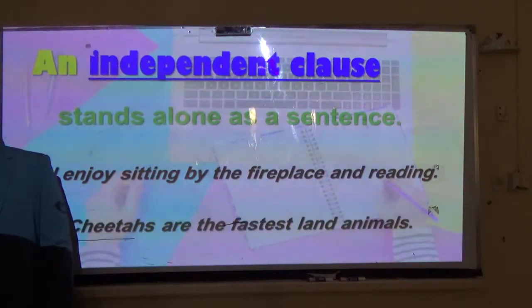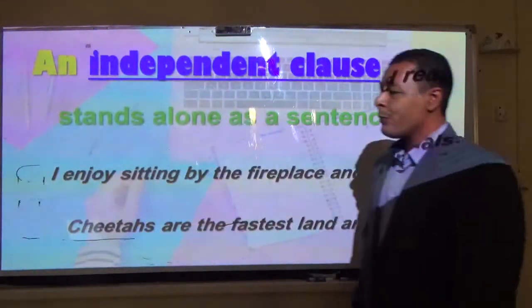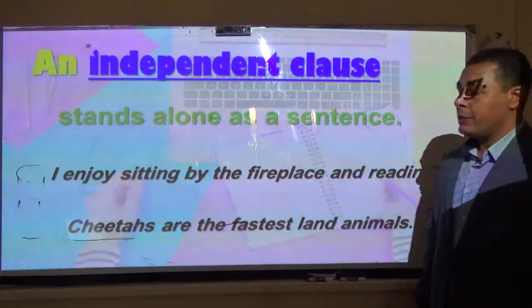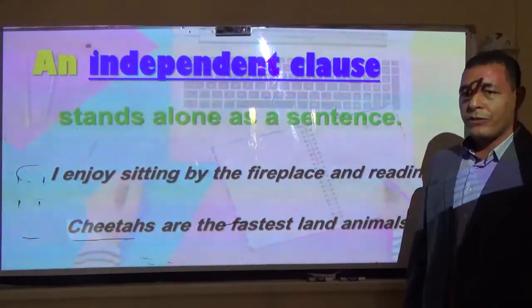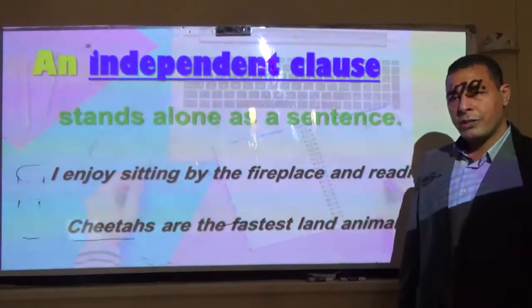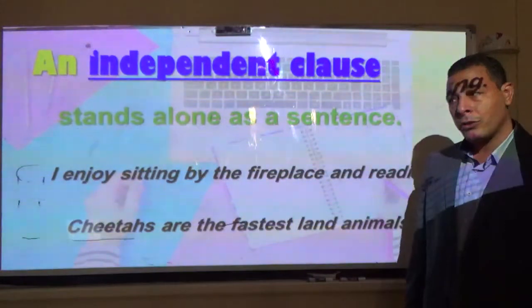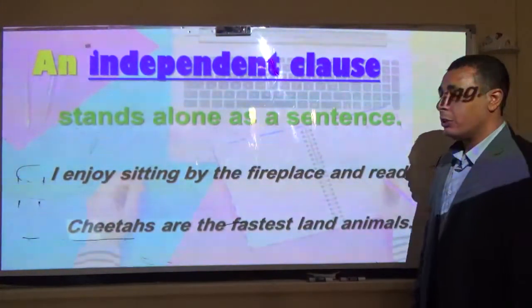Cheetahs are the fastest land animals. These are examples of an independent clause. Can you give me more examples? Yes, I enjoy reading and swimming. Good. These are some examples of independent clauses.